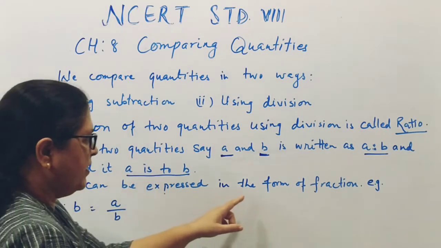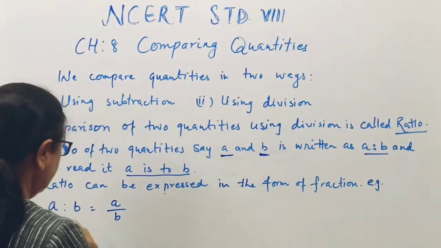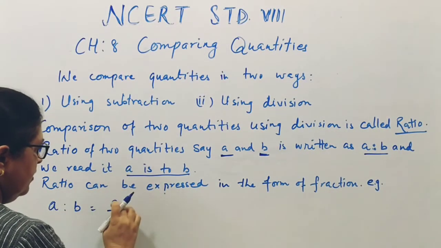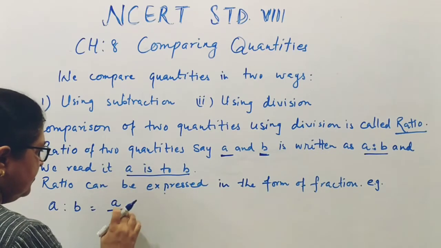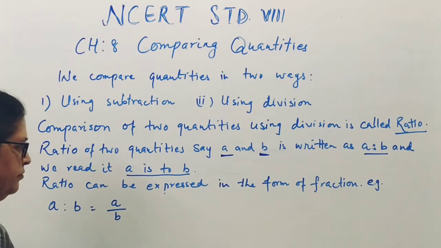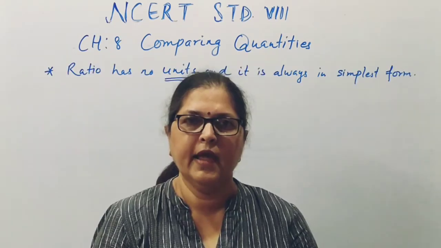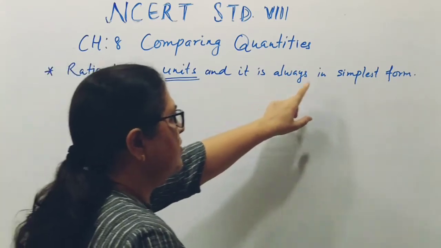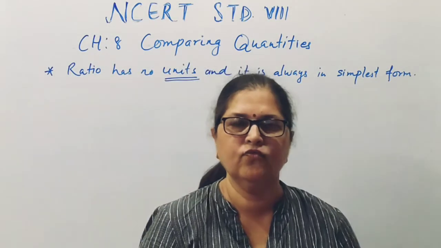Ratio can be expressed in the form of fraction. For example, A is to B can be written as A upon B. This is the fractional form of ratio A is to B. Next, ratio has no units and it is always in simplest form.